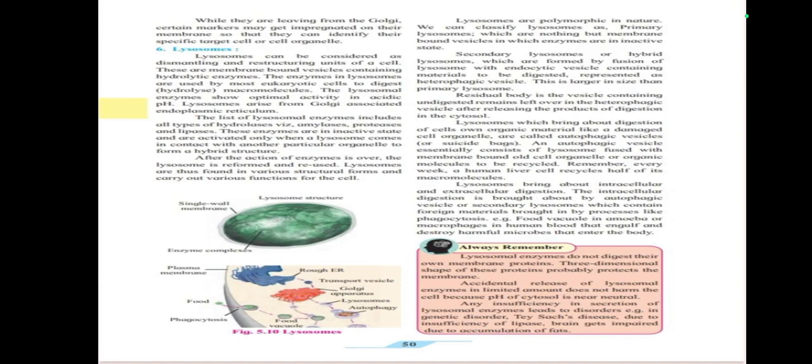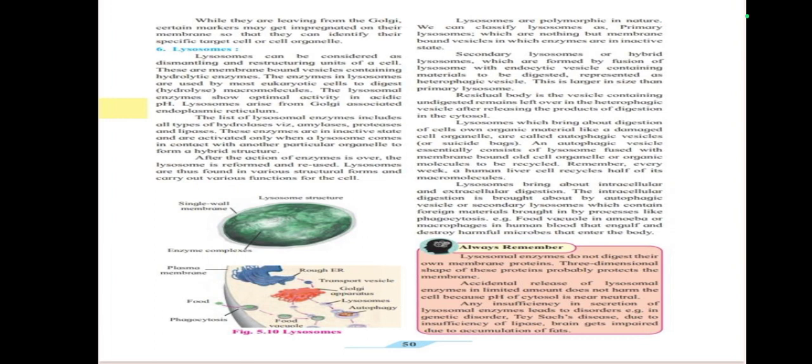While leaving the Golgi, certain markers may get impregnated on their membranes so that they can identify their specific target cell or organelle. Lysosomes can be considered as dismantling and restructuring units of a cell. These are membrane-bound vesicles containing hydrolytic enzymes. The enzymes in lysosomes are used by most eukaryotic cells to digest or hydrolyze macromolecules.